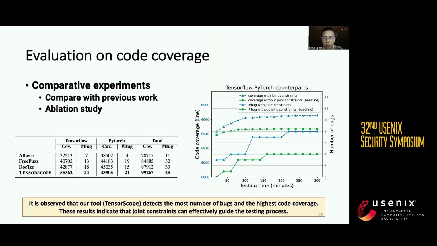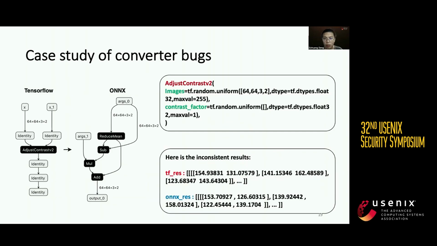We also did an ablation study to verify the effectiveness of our joint constraint analysis and subsequent test optimization strategies. In addition to that, we found some bugs in the converters. For example, the figure on the right shows the computational graph of the AdjustContrastv2 operator in TensorFlow after being converted to the ONNX model by the tf2onnx converter. When they encounter the same input, they produce relatively large deviations.